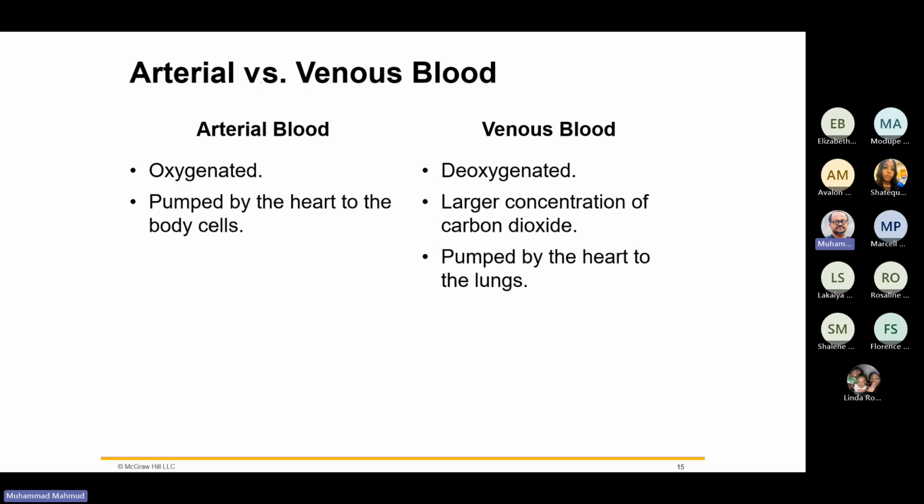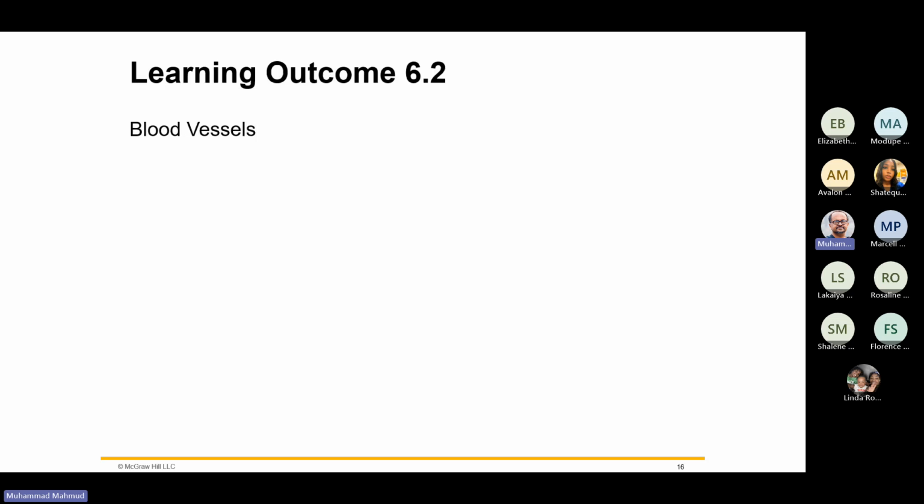This one is important for you: to know the difference between arterial and venous blood. Arterial blood is bright red because it contains oxyhemoglobin and is rich in oxygen, whereas venous blood is dark red because it contains deoxyhemoglobin and is oxygen poor. It contains a higher concentration of carbon dioxide than oxygen. So you see the difference between oxygenated and deoxygenated blood, that is arterial versus venous blood.